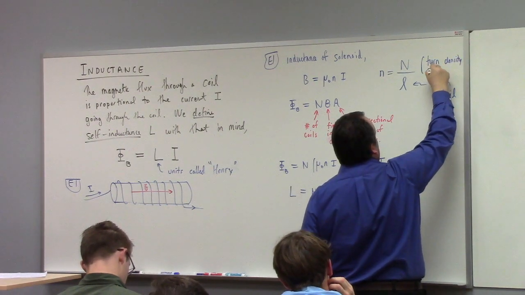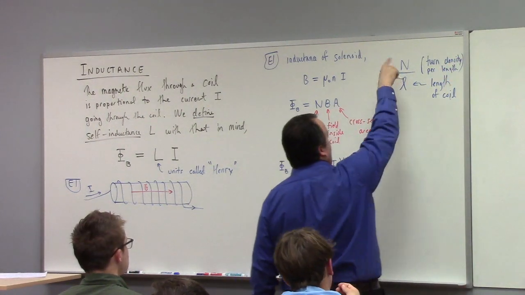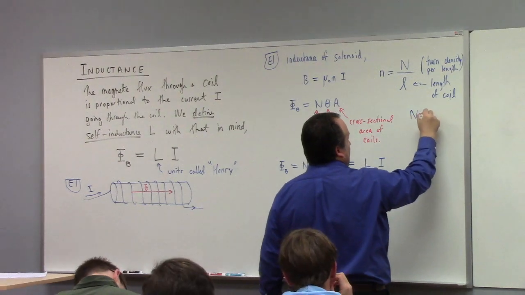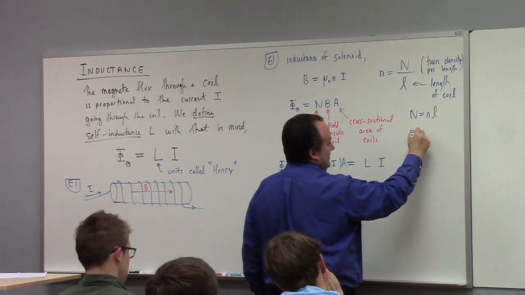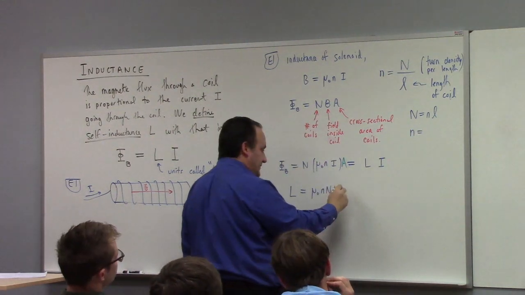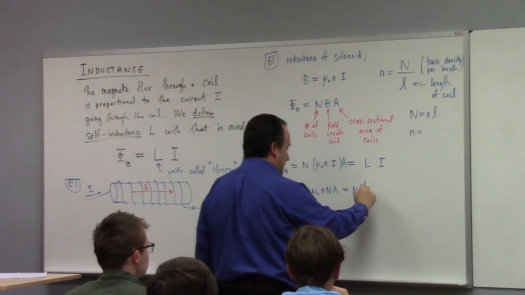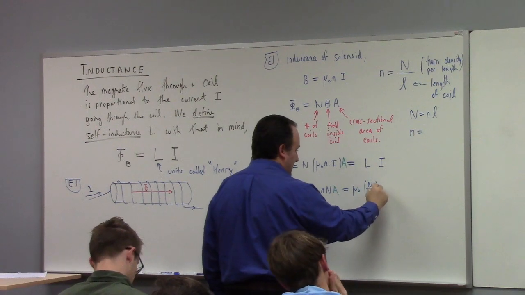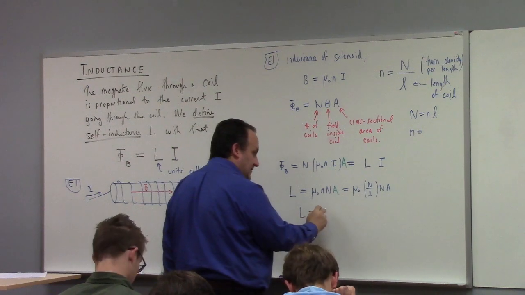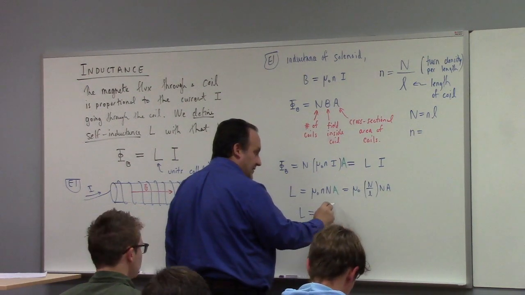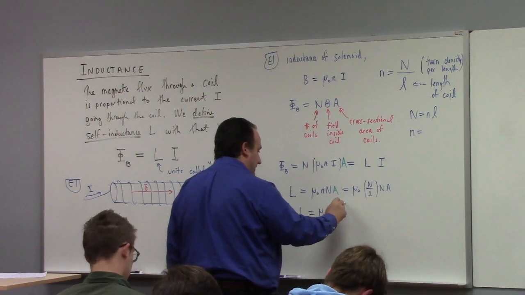Per unit length. So if you solve this for big N, we get big N is equal to little n L. Or I could solve it for little n. So this would be mu naught, little n is really big N over L, times big N times A. So I could write the formula for the inductance to be mu naught n squared times A divided by L. I kind of like that formula.